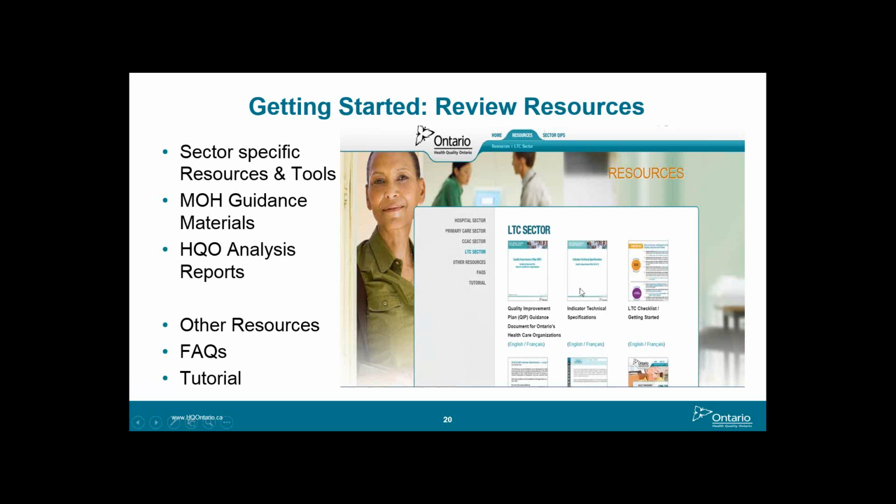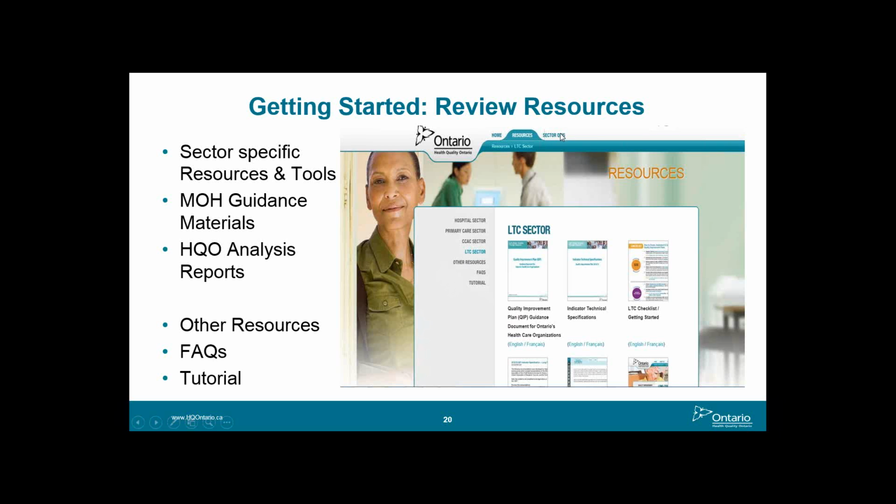You'll find other resources are available, so links to web links for other resources. Frequently asked questions, you'll find when you go there, there is a long-term care and each sector-specific frequently asked questions, as well as general questions about quality improvement. And there is also a tutorial. So that's a Navigator tutorial, which allows you to familiarize yourself with the various components of Navigator with some nice screenshots and those types of things.